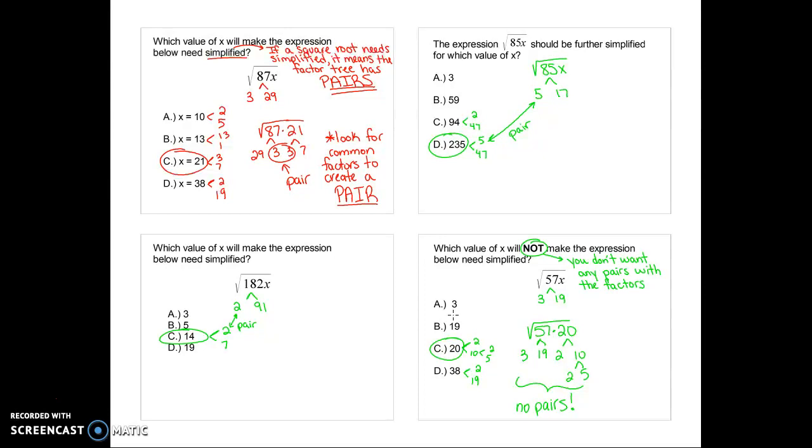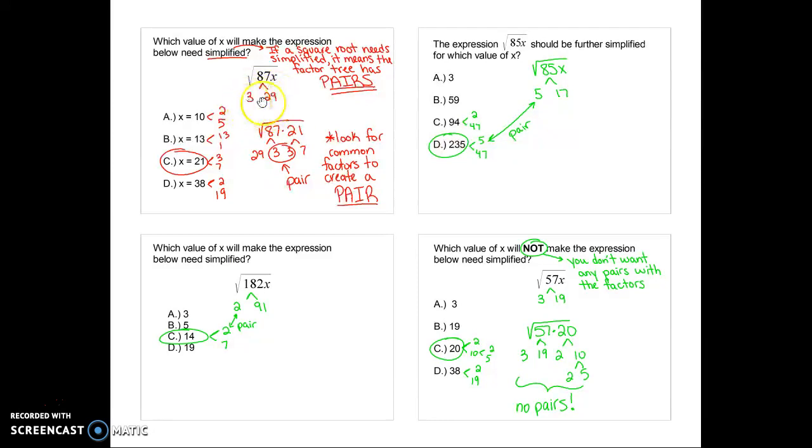Okay, which value of x will make this expression need simplified? If they want it to be simplified, that means you have to pair up numbers. If a square root needs simplified, it needs the factor tree to have pairs in them. So if I start breaking down what I have, 87 breaks into 3 times 29.